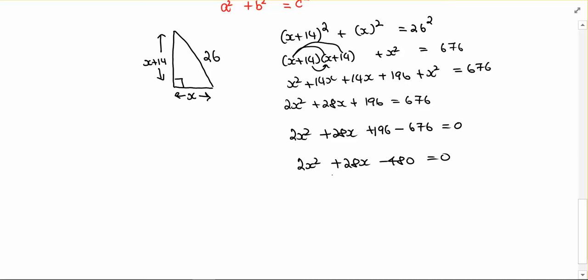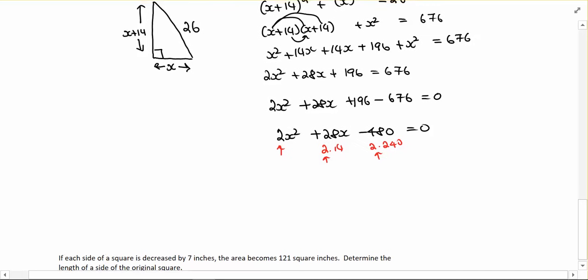Okay, so now we're getting ready to factor this. Now don't forget the first step of factoring, and that is to factor a GCF out. So in this case, we can factor a 2 out. There is a 2 here, and 28 is 2 times 14, so there's a 2 there, and this is 2 times 240, so there's a 2 there. So we can factor a 2 out, and that'll make our life so much easier. If I take a 2 out, that leaves me with x squared plus 14x minus 240.